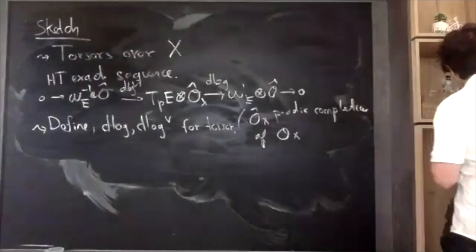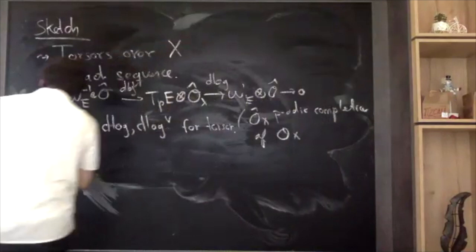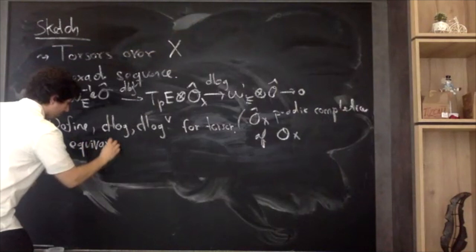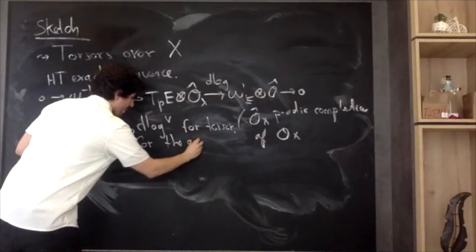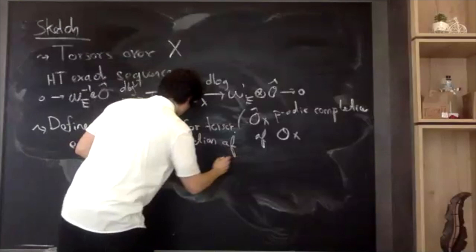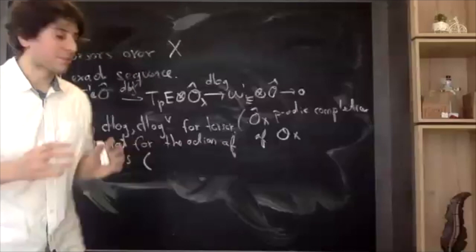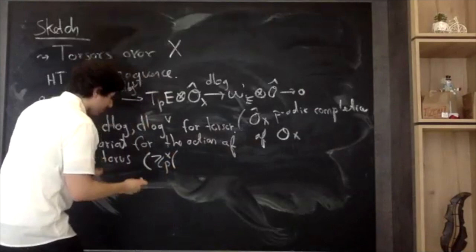Finally, these D-log maps are going to be equivariant for the action of a torus. So if we want to only remember the weight and forget the determinant, it's going to be equivalent to an action of an analytic neighborhood of the torus.